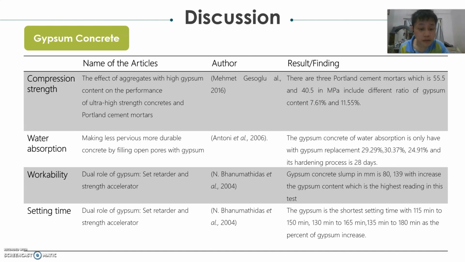The gypsum concrete. We found the gypsum with 10% to 30% in the articles. The compression strength is 55.5 and 40.5 MPa. The water absorption is 29.29%, 30.37%, and 24.91%. The workability is 80 and 139 mm in the slump test. The setting time is also slightly increased as the percent of gypsum increases. These articles are found in Google Scholar.